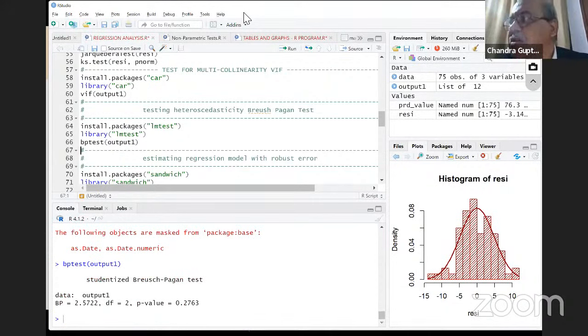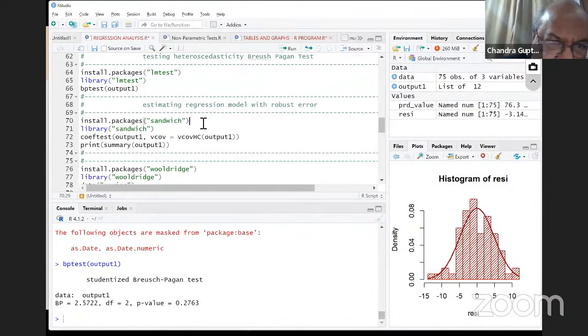0.2763, that means the model is not... yes, Kavita, it's lmtest. Kavita, I don't know in what sense you are using lmtest. We use lmtest in panel data also, but here I'm talking in the context of heteroscedasticity. Okay. Now, Kavita, that is the answer to your question.